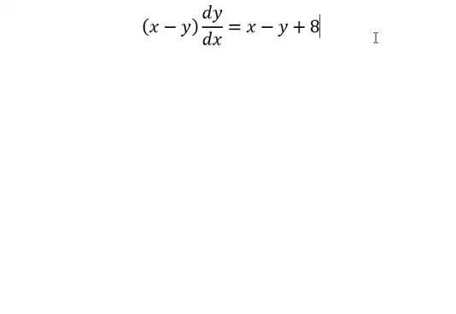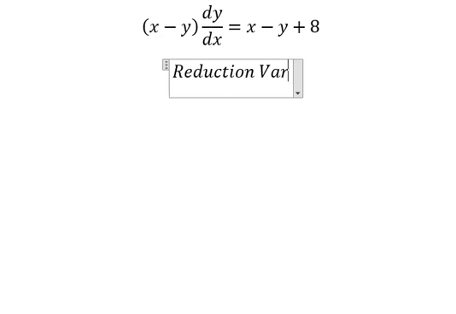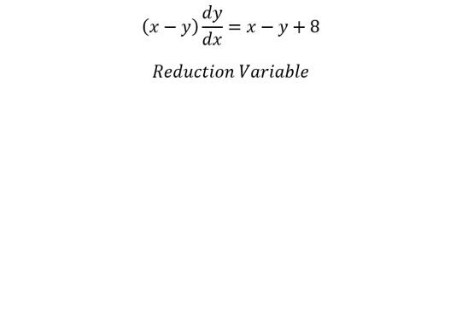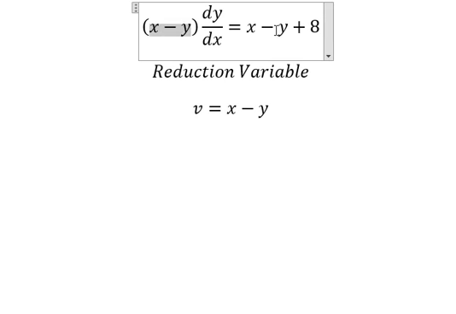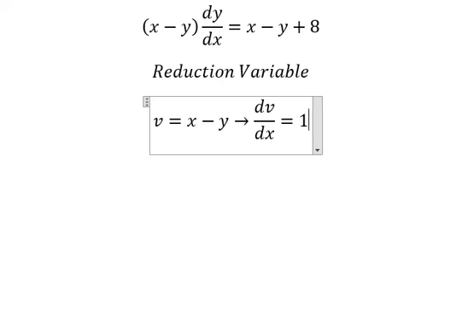So now I want to show you how to answer. We can use the reduction of variable. So I will put v equals x minus y, because they repeat x minus y. Later, we first take the derivative of both sides, and we have like this.